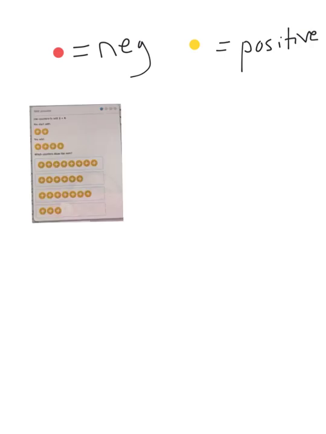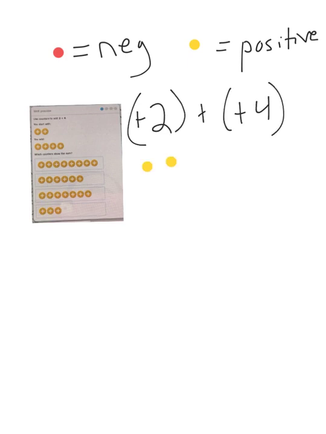So here is an example of what I would say is the easiest adding integers question you're going to come across. We have positive 2 plus positive 4. If we add it all up, that's 1, 2, 3, 4, 5, 6. So our answer is positive 6.